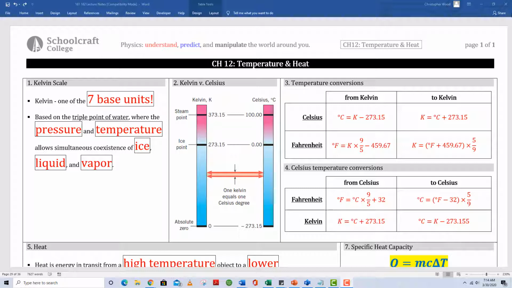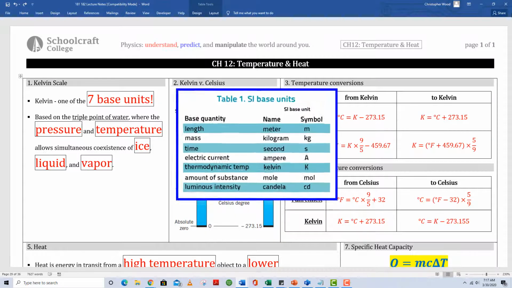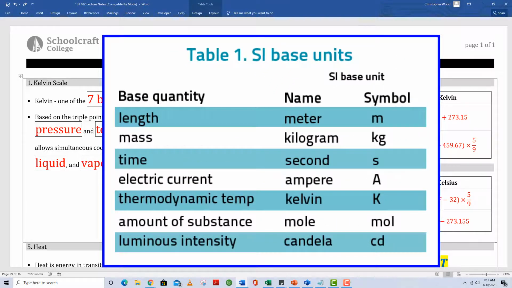Box 1 talks about the Kelvin scale. There are 3 common temperature scales used in science. One is the Kelvin scale, another one is the Celsius scale, and of course there's Fahrenheit. Kelvin and Celsius are by far the most common scales used in science, technology, engineering, etc. The Kelvin scale is probably the most universal and most logical scale to use. The Kelvin is also one of the 7 base units, and here are the 7 base units.